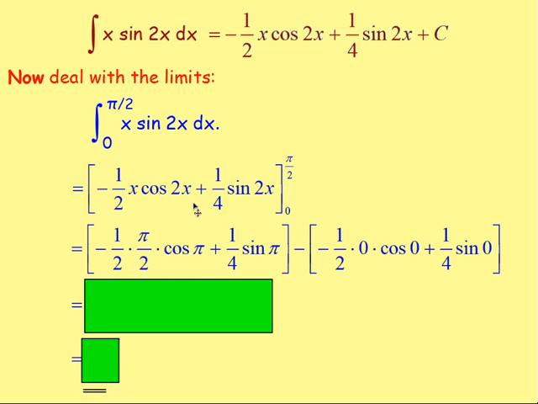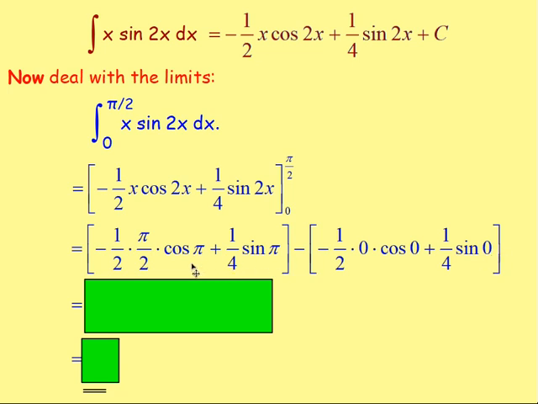So from there, you can replace x with pi over 2, so negative a half times pi over 2, cos of 2 times pi over 2, well, pi over 2 times 2 is going to be pi, plus a quarter times sine of, again, pi over 2 times 2 is just going to be pi. Take away and sub in 0. So negative a half times 0 times cos of 2 times 0, plus a quarter times sine of 2 times 0, which is just 0.